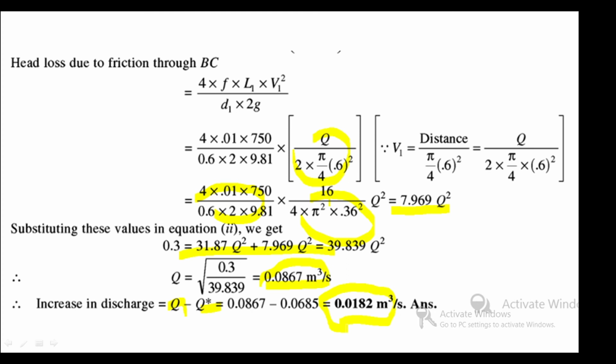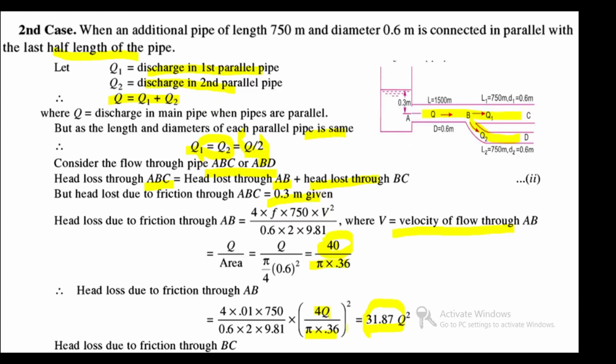One more thing, here the head loss due to friction through AB is 4 into 0.01 into 750. Here the value is 4Q divided by pi by 4 into D square, where the pi by 4 is on top, and then only the 4Q is there. Here the Q is not 40. That's all about this problem.